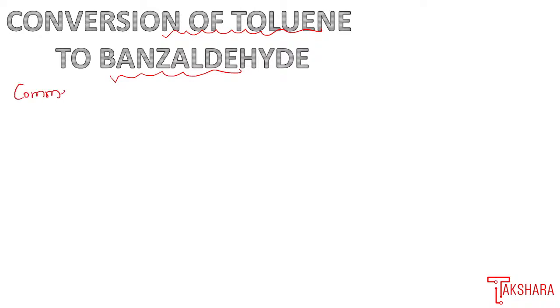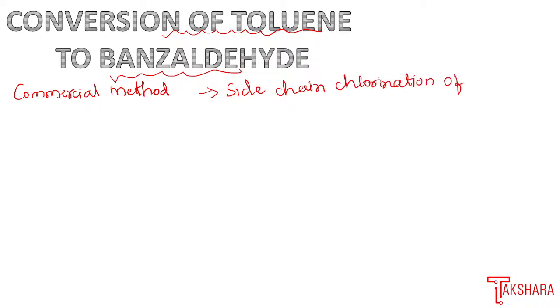We have a commercial method for the conversion of toluene to benzaldehyde, which is explained by side chain chlorination of toluene. So we have the commercial method for the preparation of benzaldehyde by using toluene. That process is called side chain chlorination of toluene.